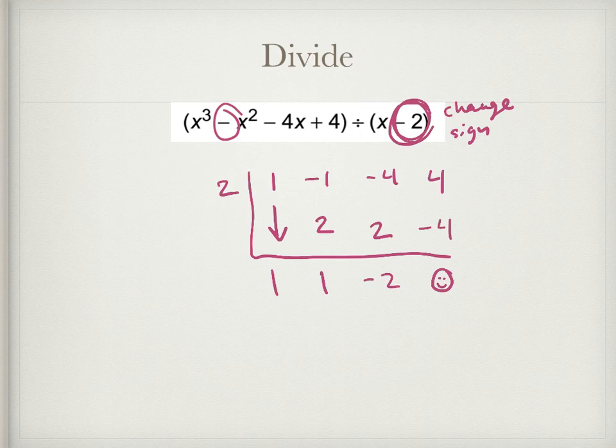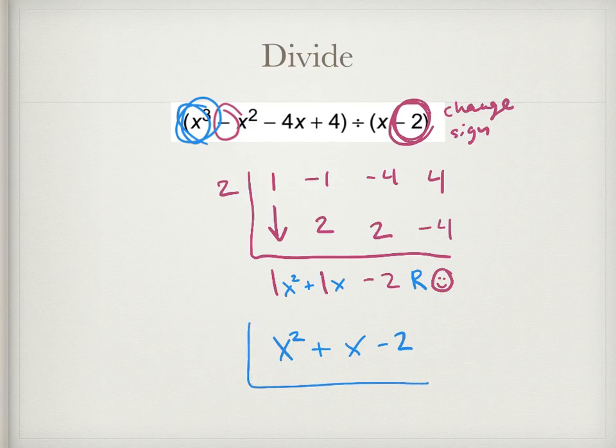So if our question started with x cubed, what's our answer going to start with? X squared. And then what comes next? X. Then -2. And then what's the 0? The remainder. So our answer is x squared plus x minus 2 with no remainder.